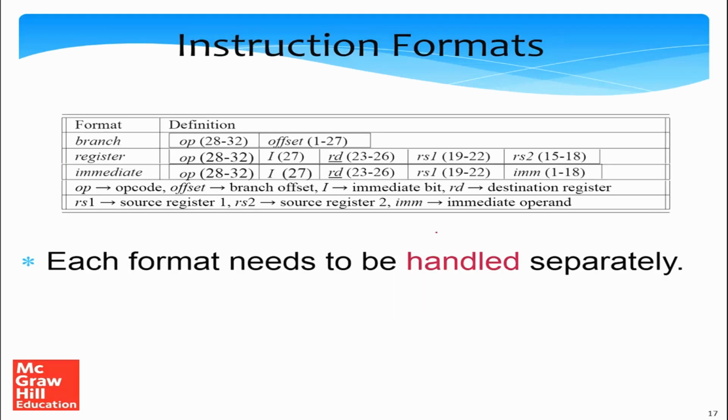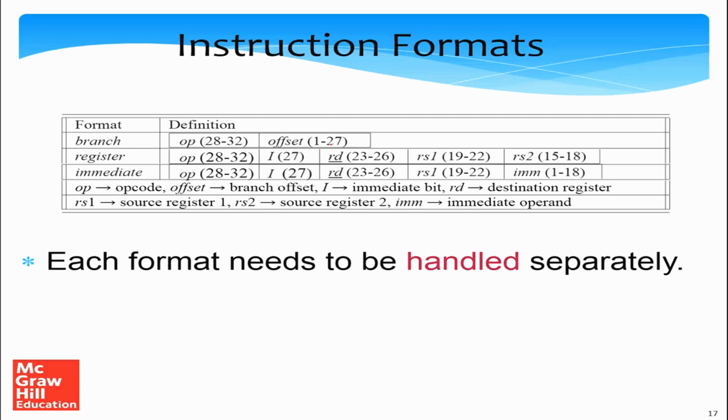So the instruction formats that we have, we have 3 instruction formats. We have a branch format. In the branch format, the 5-bit opcode is always the top 5 bits, bits 28, 29, 30, 31, 32. That's always the case. We then have, in the case of a branch, a 27-bit offset. It's actually a word offset, not a byte offset. A word is units of 4 bytes.